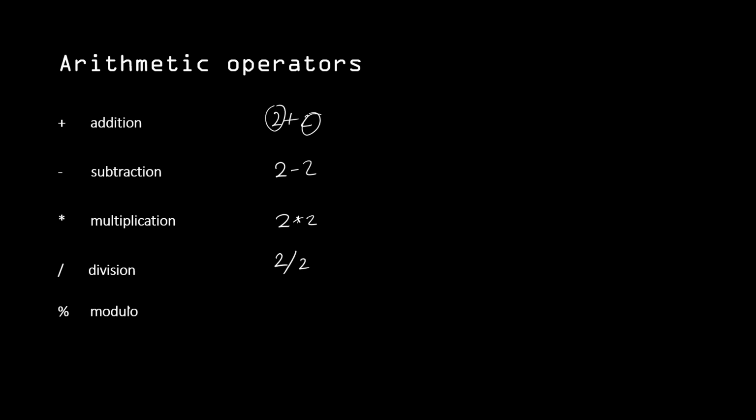Now let's look at the modulo operator. The modulo operator is used to get a remainder. Let's say I'm going to do this operation: 10 divided by 5. 5 twos are 10, so our remainder will be 0.